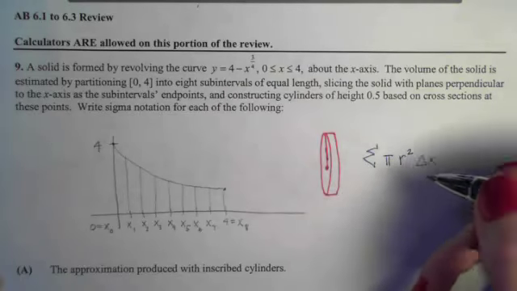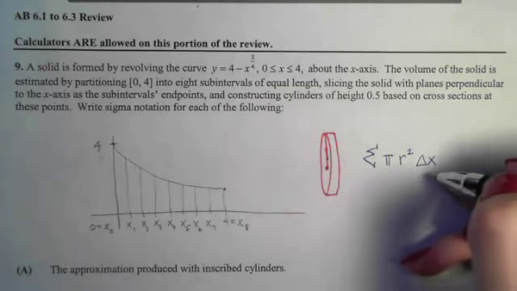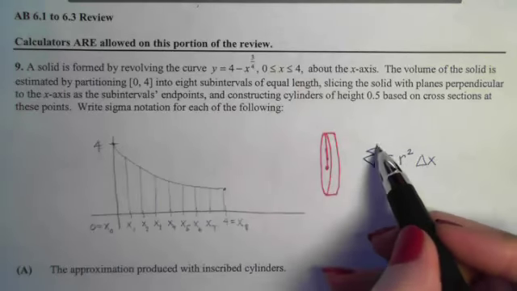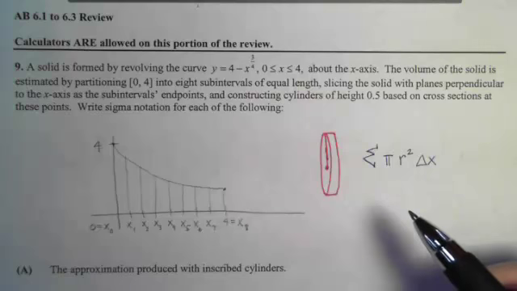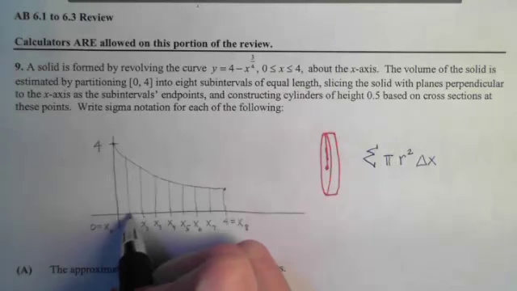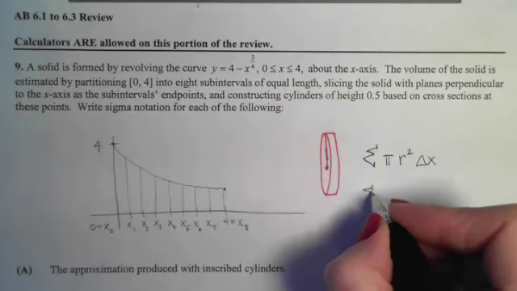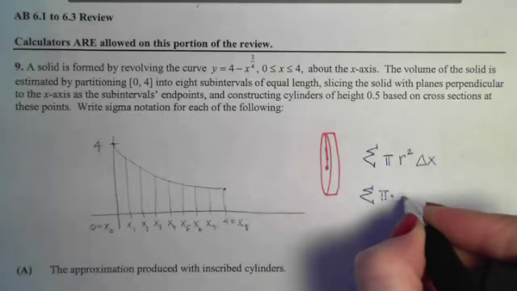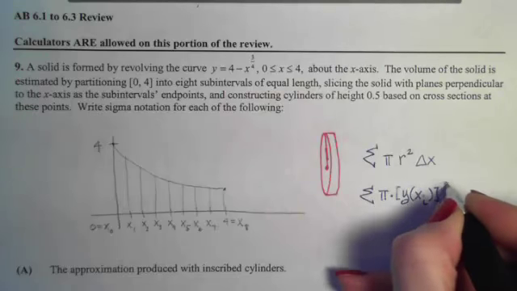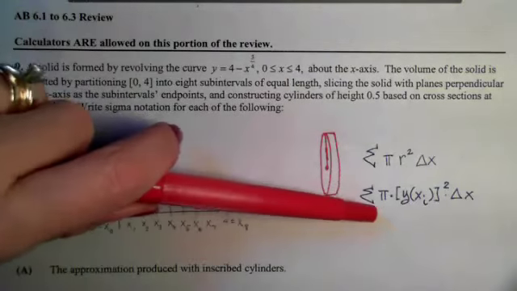Since I have a limited number of them, I won't use the integral symbol, because that's for when I have an infinite number. When I have a finite number, I'm going to use the finite width and add them up using sigma. Let's recall that the radius is going to come from the function value evaluated at one of these x's. So they're going to look something like pi times y of x sub i, squared, times delta x. Every single one of these is going to look something like this format.